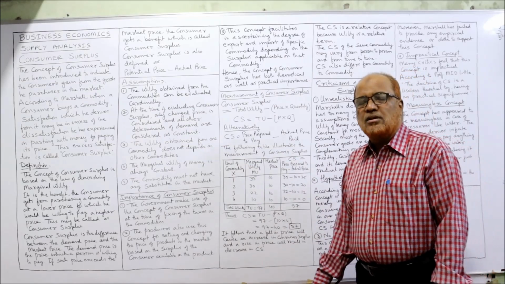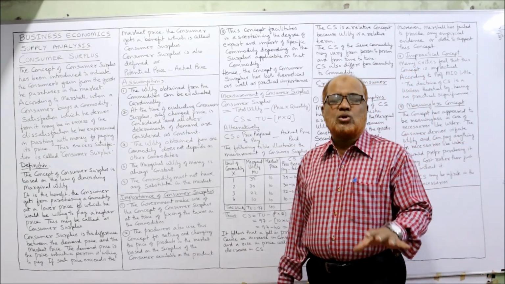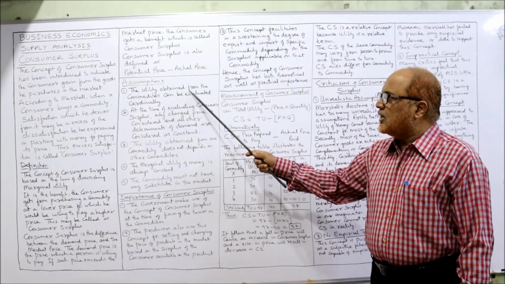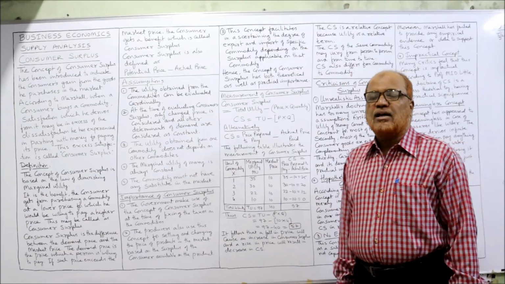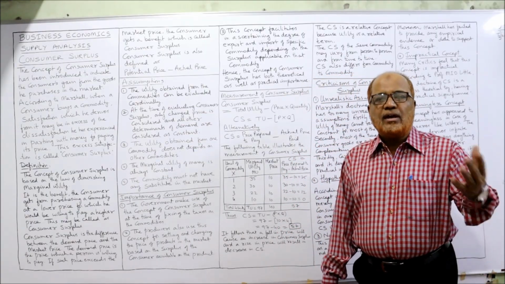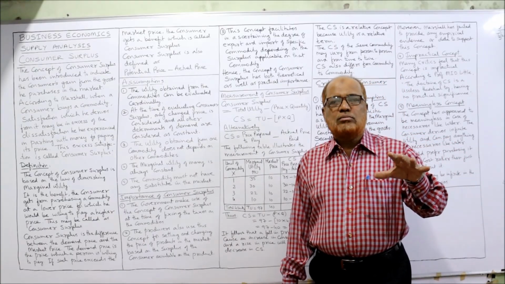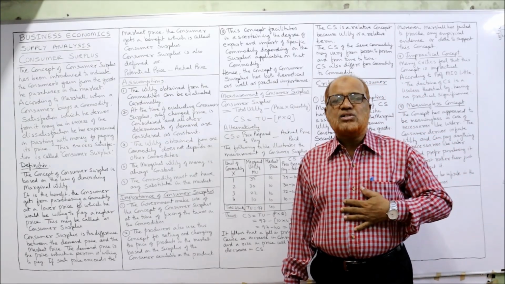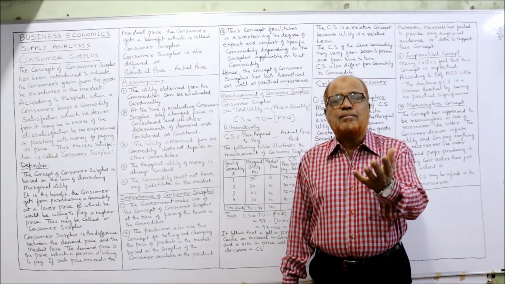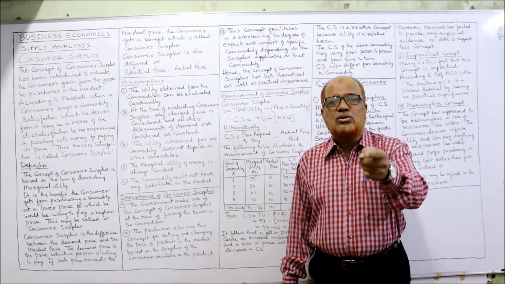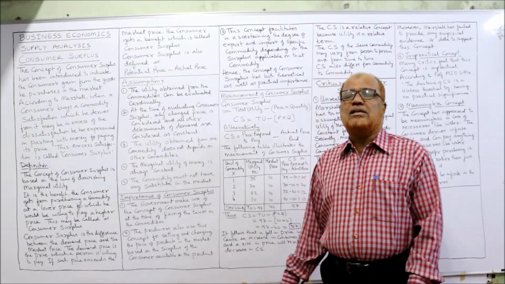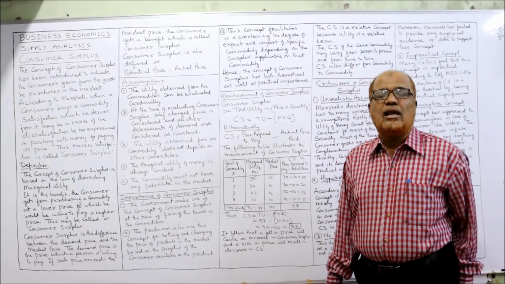Now, assumptions. This consumer surplus is based on a number of assumptions. What are the assumptions? First one, the utility obtained from the commodities can be evaluated cardinally. Utility means satisfaction. We consume a number of goods and services to satisfy our wants. The satisfaction which we get by consuming the goods is called utility. And the assumption of this consumer surplus is that utility is cardinal.